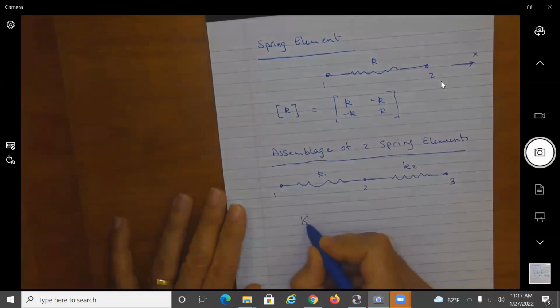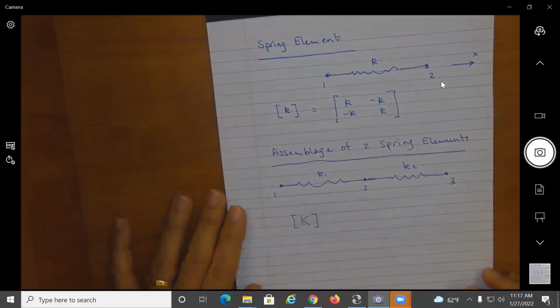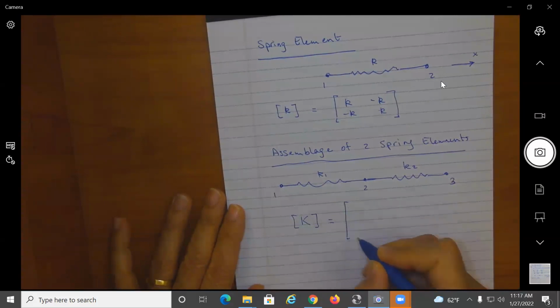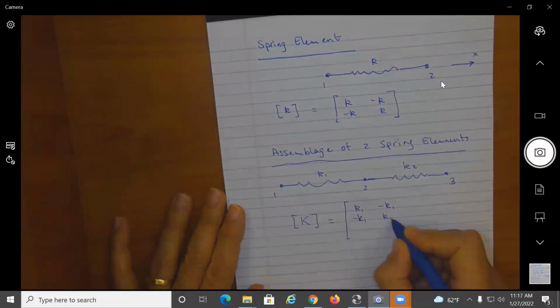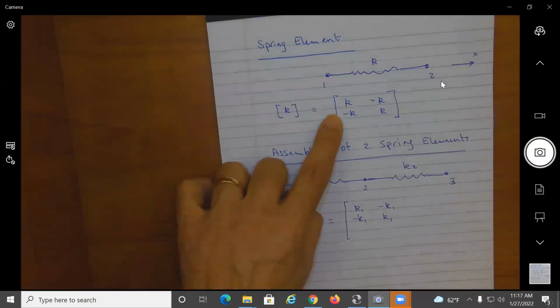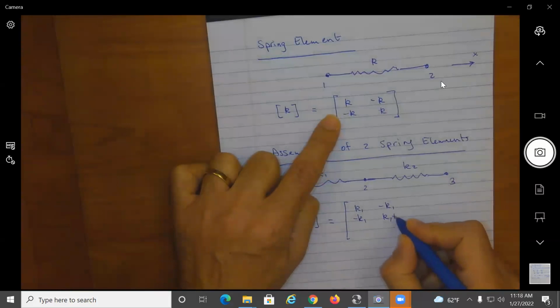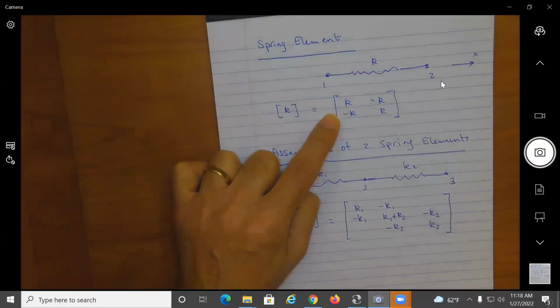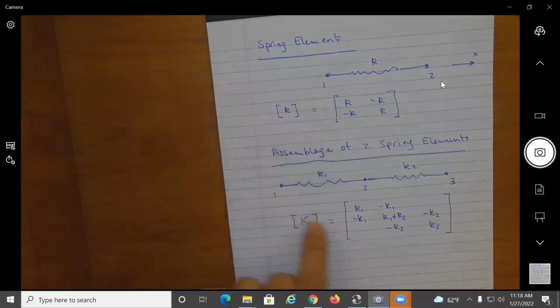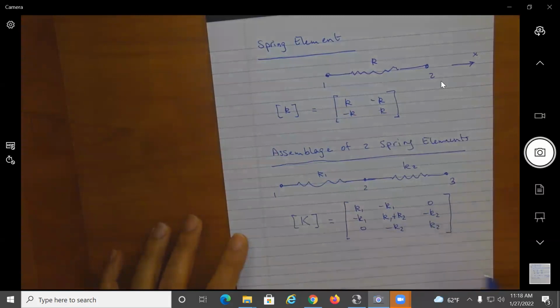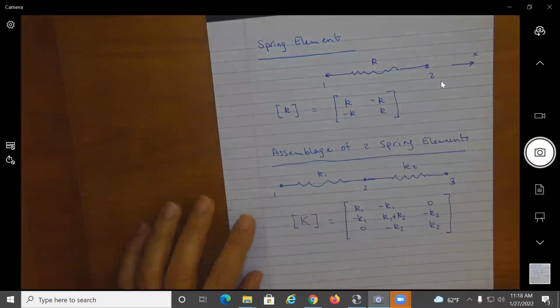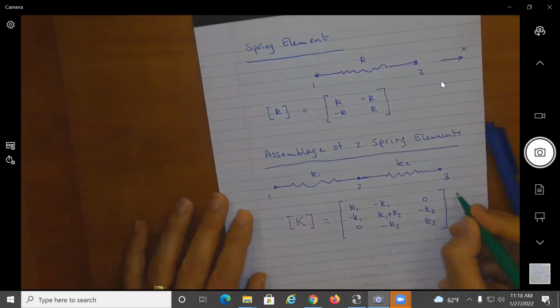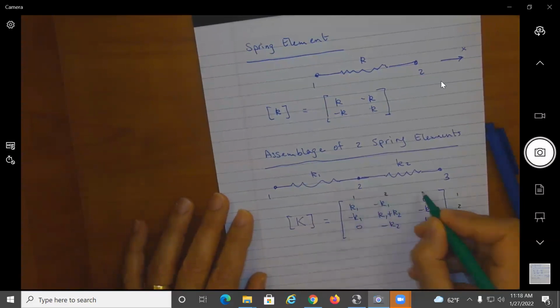We were able to write the structure stiffness matrix K, and we put it together. We looked at K1, minus K1, minus K1, and K1. Then we superimposed the element stiffness matrix for element 2, so we started seeing the K2, the minus K2, the minus K2, and the K2. For the elements that do not have contributions, we simply added zeros. This corresponds to degrees of freedom 1, 2, and 3, and also we related the columns to 1, 2, and 3.